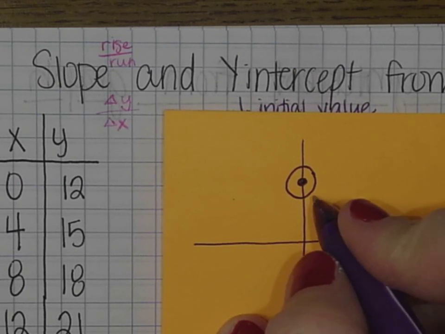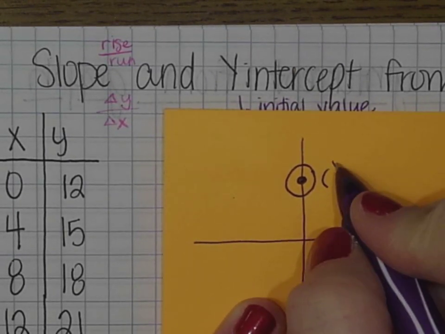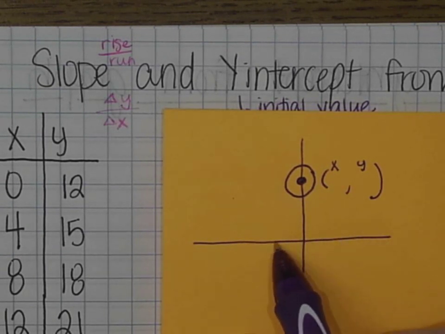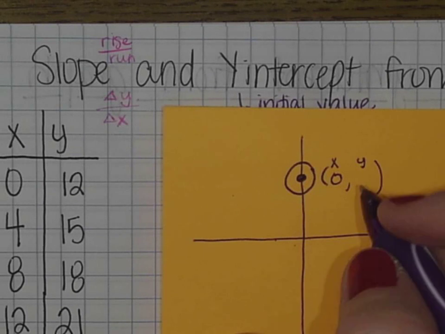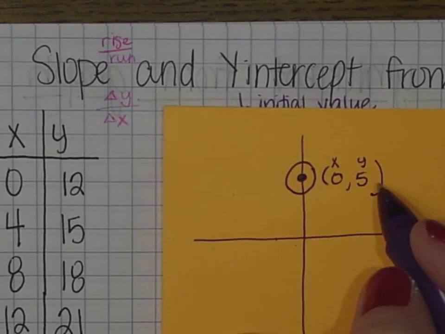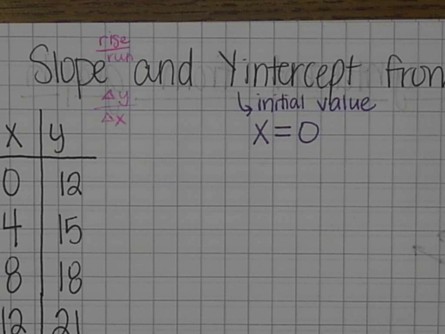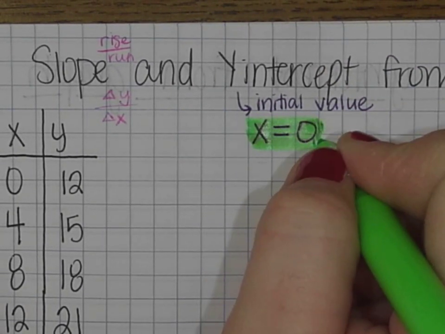And then if you think about that point, remember, it would be x comma y. That point would be left or right 0. It didn't move left or right, it just moved up, let's say like 5. So you want to highlight that because that's important. It's when x equals 0.